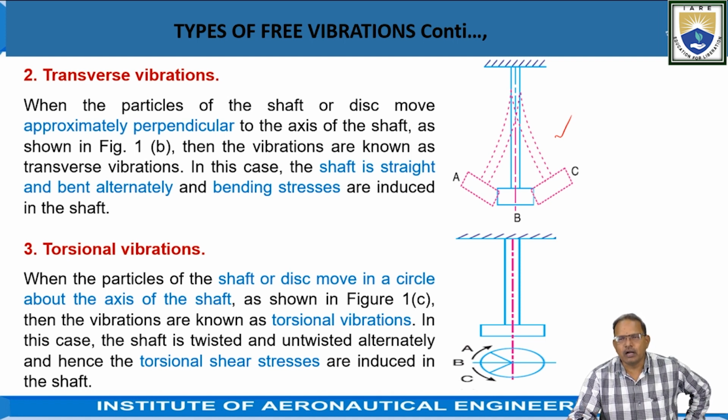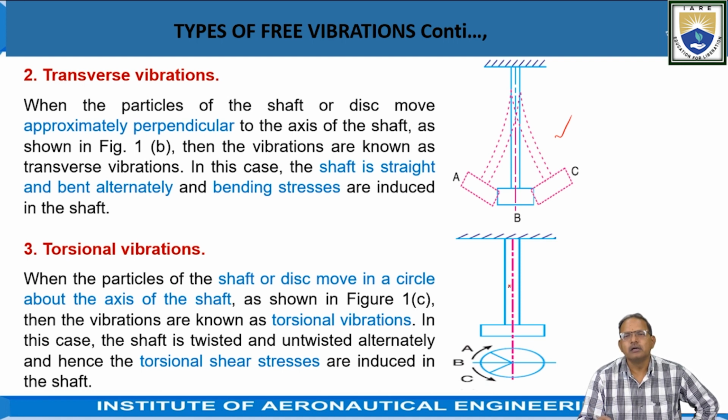When the particles of the shaft or the disc move in a circle about the axis of the shaft as shown in the figure, twisting as well as untwisting takes place during these vibrations. These types of vibrations are called torsional vibrations, and during the twisting and untwisting, torsional shear stresses are induced in the shaft.